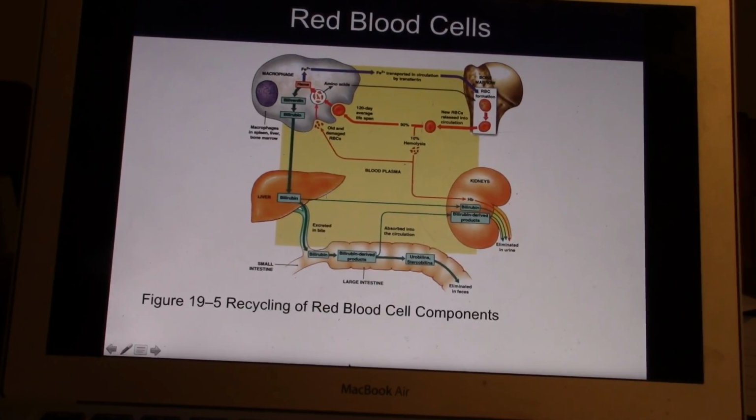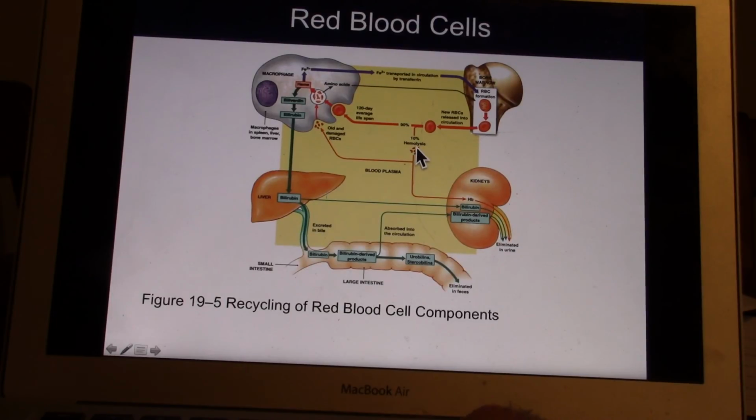Here's a really good graph that I think you ought to study in detail, because I think it's important. If you start up here, here's a macrophage that's eating up a red cell, as illustrated right there. It's going to take that hemoglobin from that. It's going to turn some of it into amino acids that are going to go back to form other things. The iron is going to be moved over here and used in the bone marrow to make more red cells.